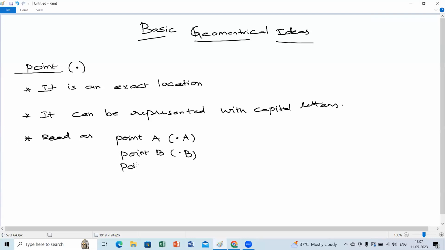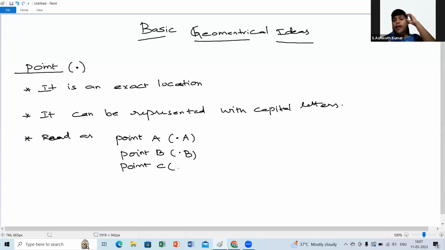Ma'am, we use a dot in decimals. Yes, in decimals also we are using a dot. Good. This is about the basic points about a point, children.